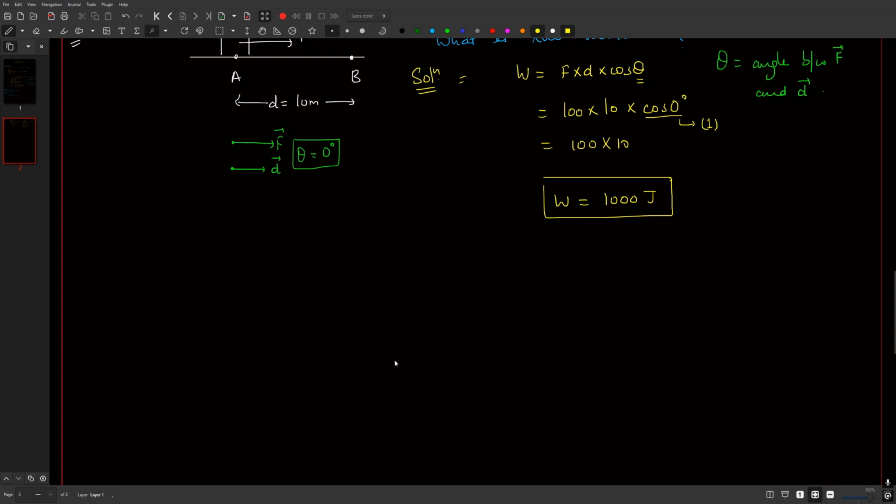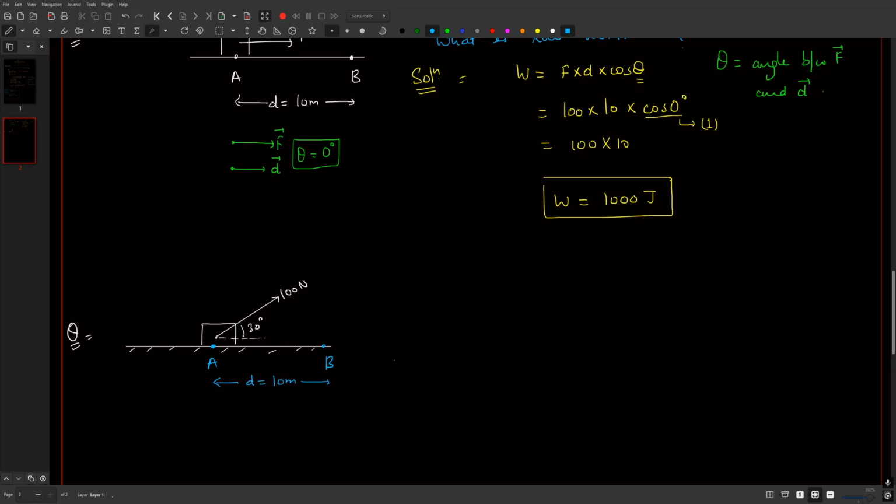Let's do another question. This time the force is acting at an angle. So this is 100 newtons and the angle at which the force is acting is 30 degrees. The box again goes from point A to B. The displacement is 10 meters. Again, what is the work done?